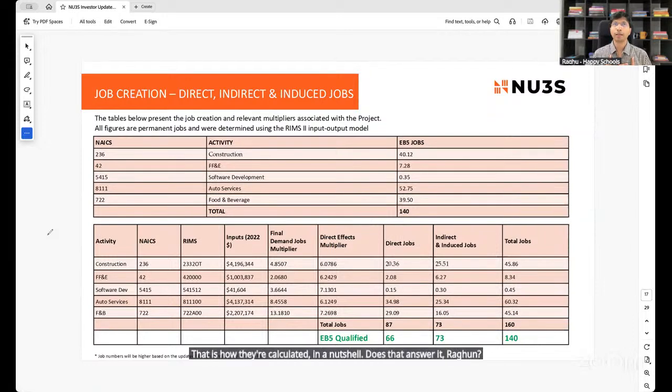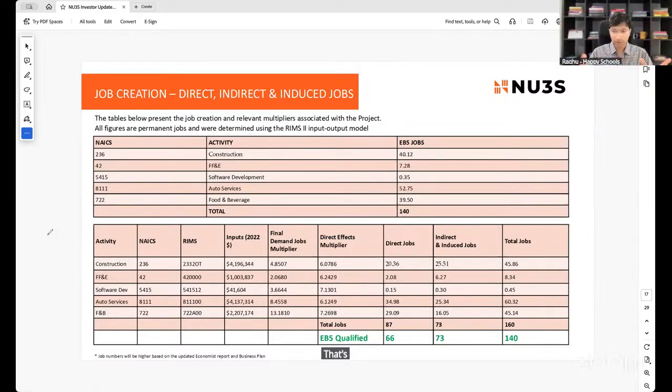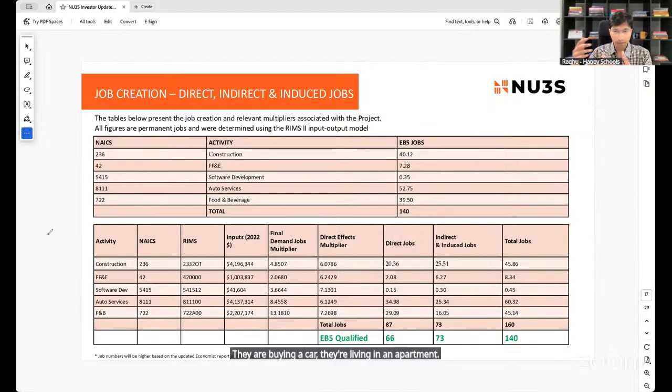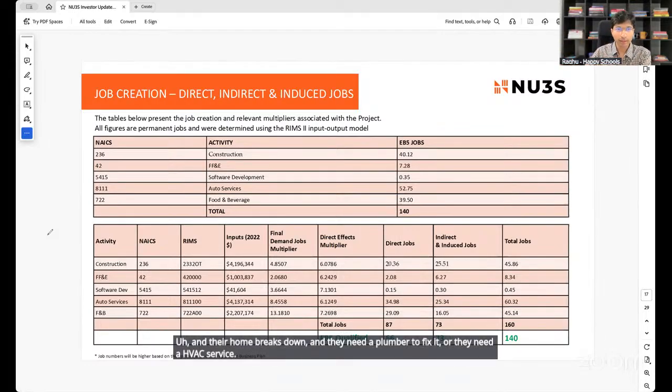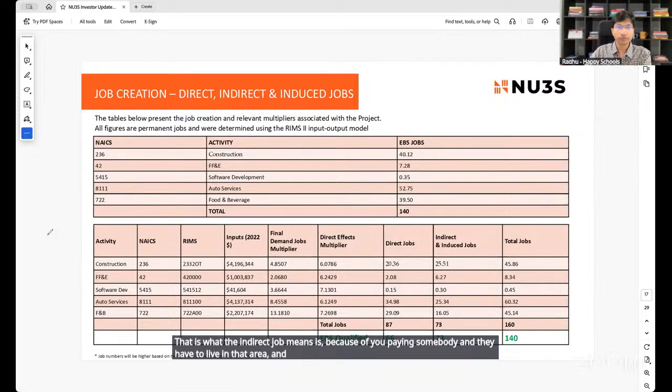So let me see if I got it right. There's a company and the company hires employees to work for them. And the company pays the employees. They have to go spend that money to have their lives. They are buying a car, they're living in an apartment, and their home breaks down and they need a plumber to fix it or they need an HVAC service. That is what the indirect job means: because of you paying somebody, they have to live in that area and the service providers for them create more jobs.